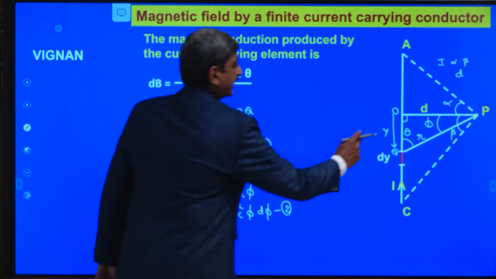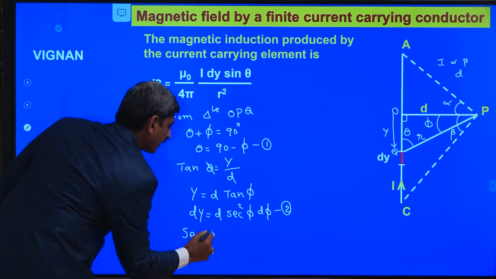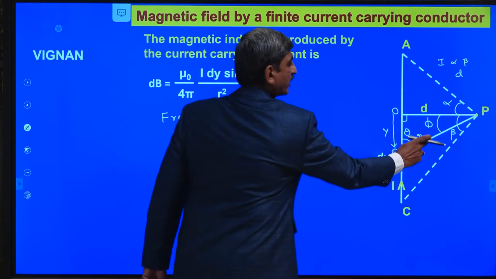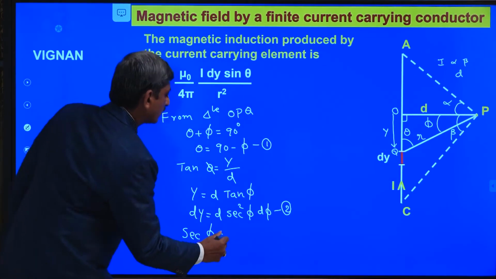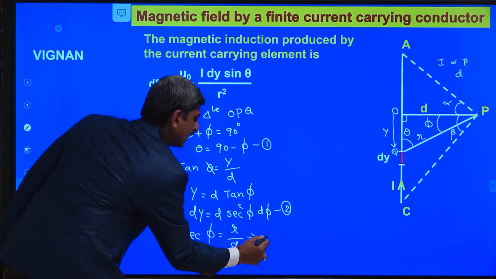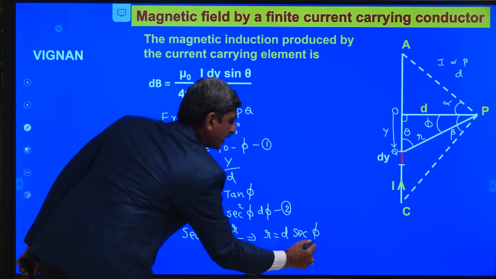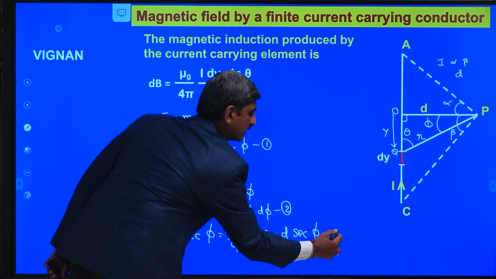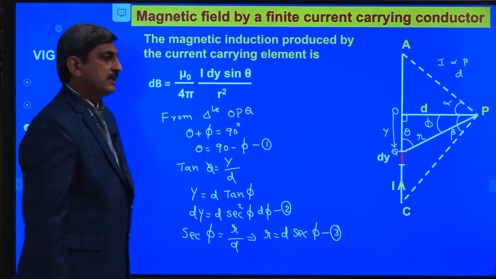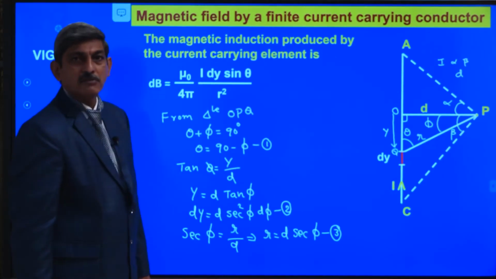Now let us take secant phi from the same triangle. Secant phi. What is secant phi? Secant phi is nothing but hypotenuse divided by the adjacent side, that is equal to r by d. From this we can write r is equal to d secant phi, let it be equation number 3. So in equation number 1 I find out theta value, in equation number 2 I find out dy value, and in equation number 3 I find out r value.